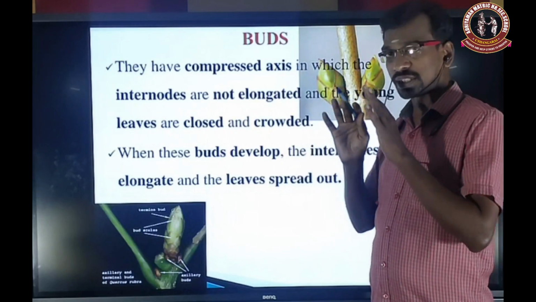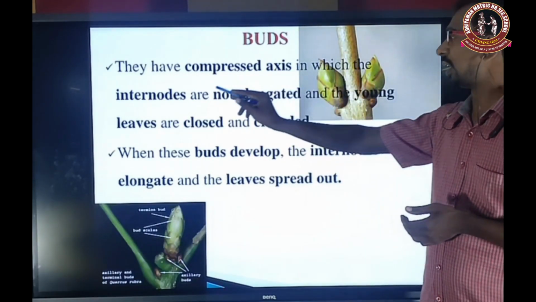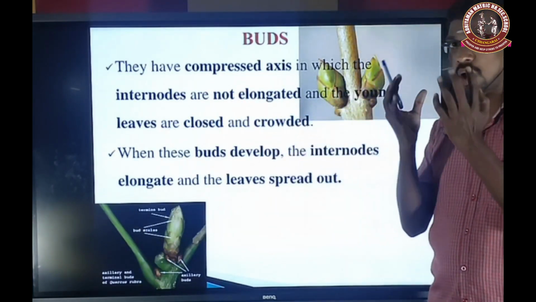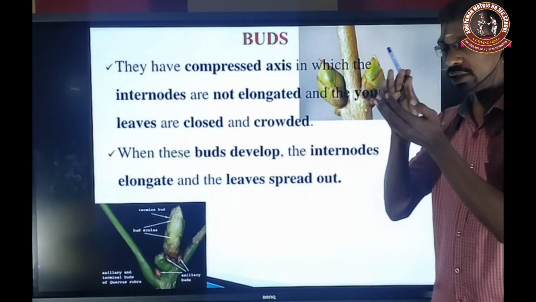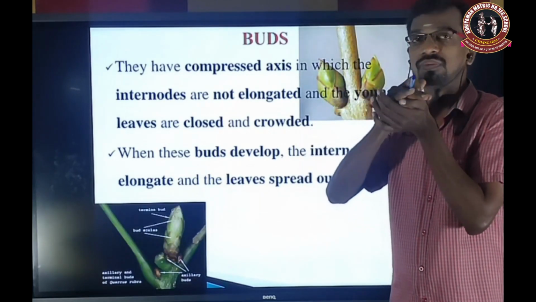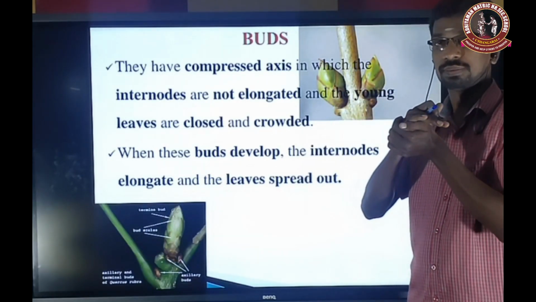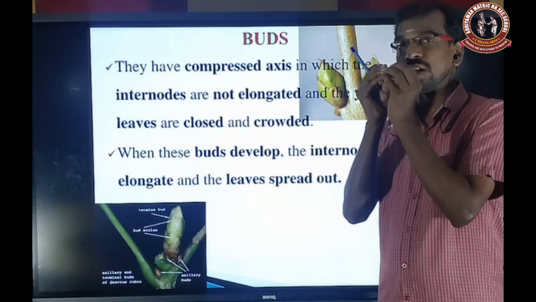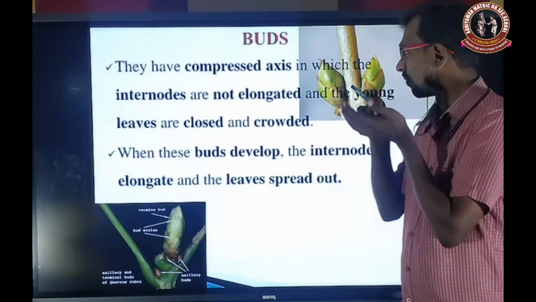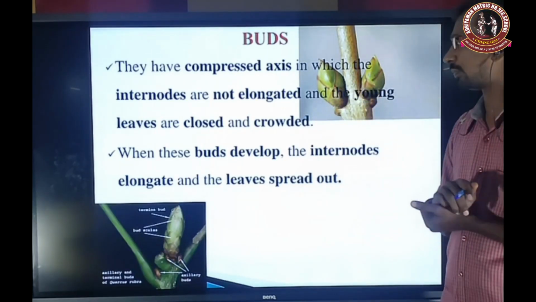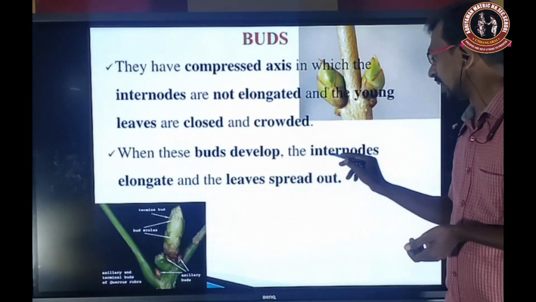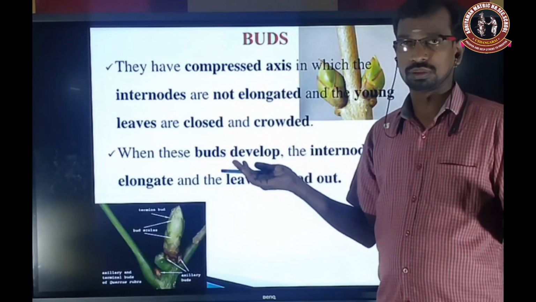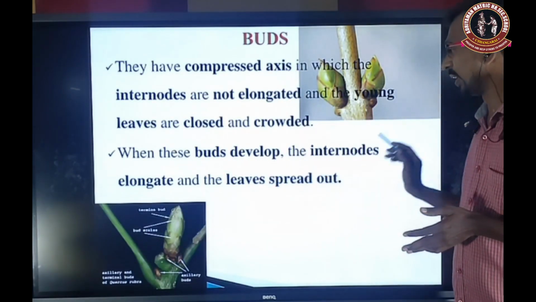They have a compressed axis in which the internodes are not elongated and the young leaves are close together. The internode is not elongated; it is in compressed form inside the bud. And also the foliage leaves are compressed and form a ground-like structure. When this bud develops, the internodes elongate and the leaves spread out.